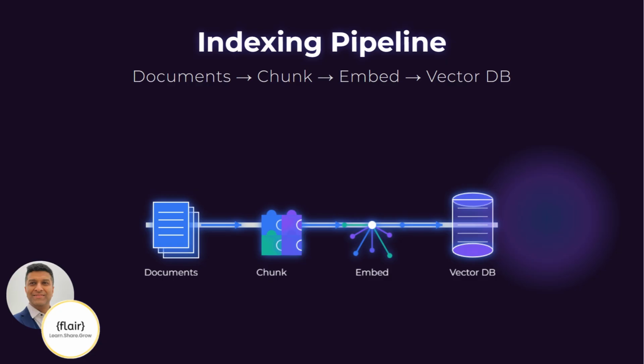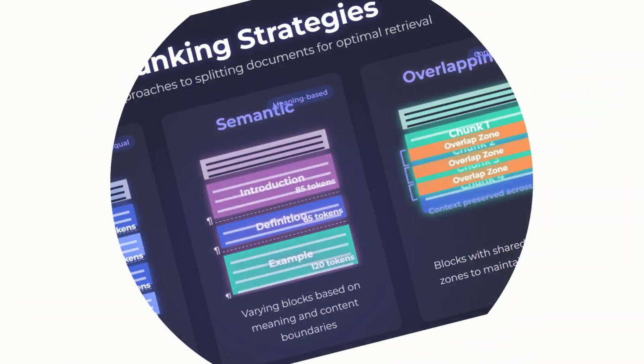Chunking is an important step here. You can use fixed-size chunking, semantic chunking that breaks text by meaning, or overlapping windows that capture context across boundaries. The right strategy depends on your use case.